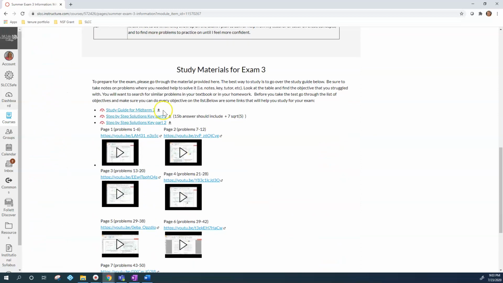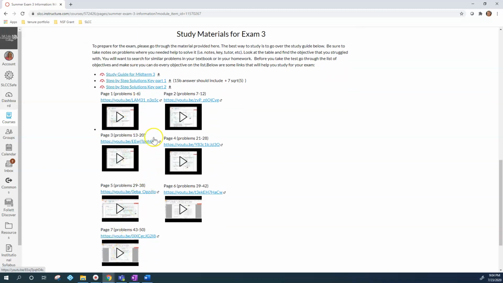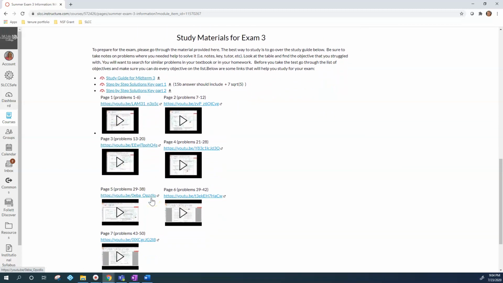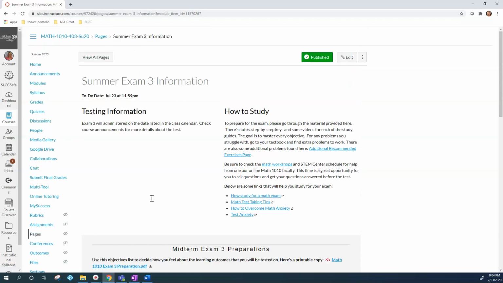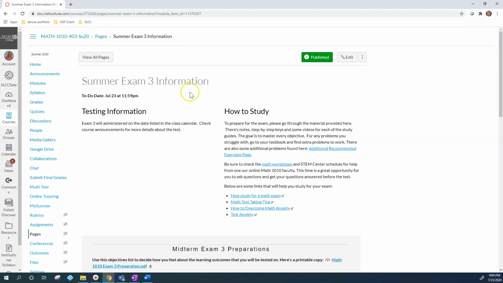And then here are the study guides. And then they show the keys for them too. And there's also the videos of another instructor working them out too, so you can see those worked through. So that's just on that part that says Summer Exam 3 Information. And all of you should have something in your modules that look like that.